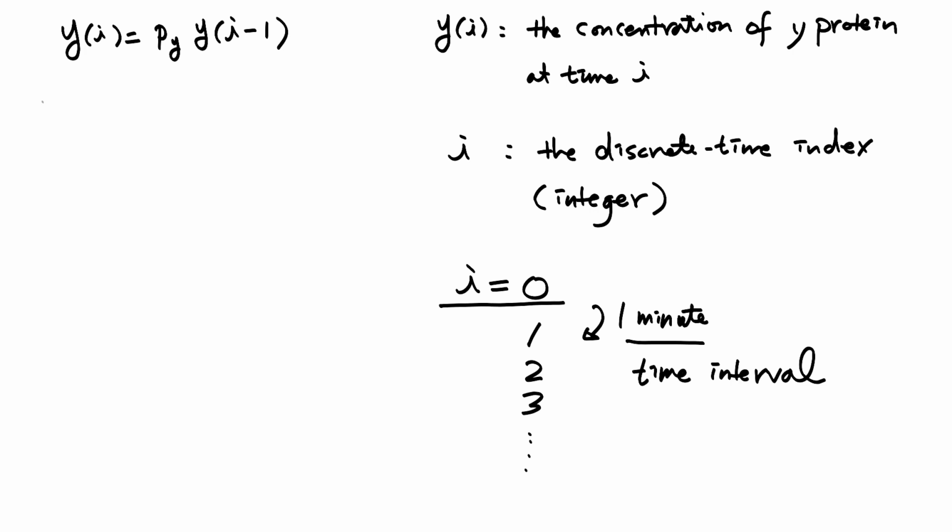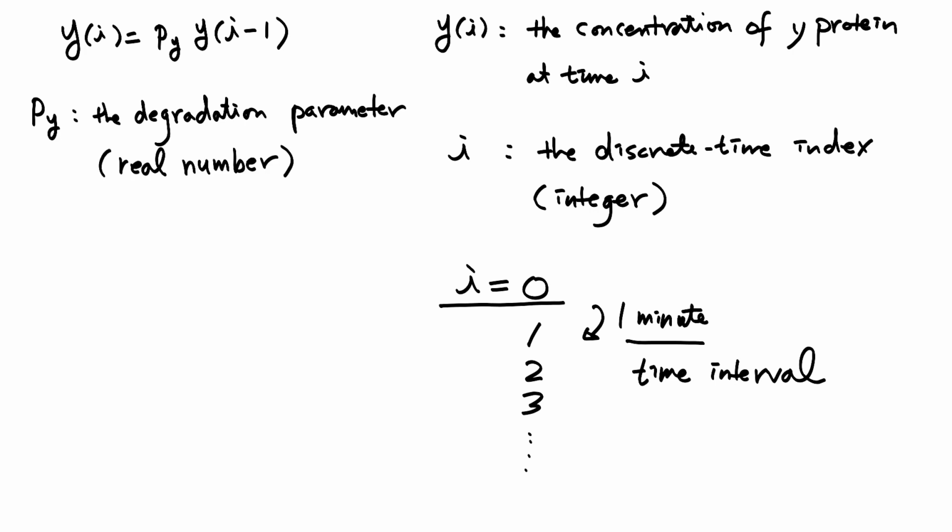Now I want to talk about this p sub y, which is the degradation parameter. This should be a real number, and it is greater than or equal to 0. Protein concentration is always positive. If p sub y is negative, then negative times positive, we get a negative value here, which is also a protein concentration. This doesn't make sense. So that's why we have this p sub y always greater than or equal to 0.